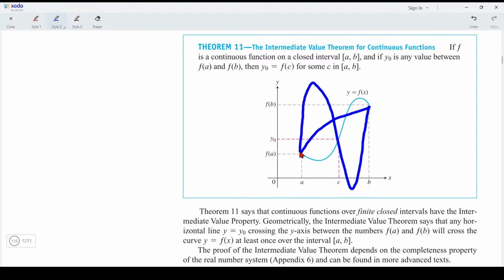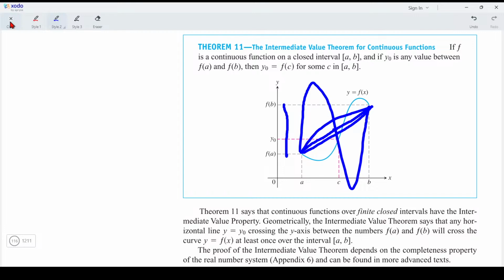Whichever way it is, we are definitely ensured that the graph should cover this part of the distance between this and this. In the worst case, the graph goes something like this, or even a straight line like this. It has to cover this part. It could cover something higher, something lower, but definitely this part. So if you take any number between these two, there must definitely be some number between a and b.